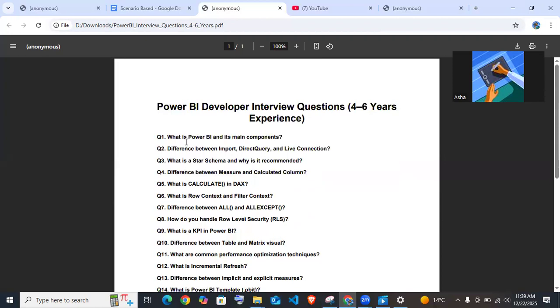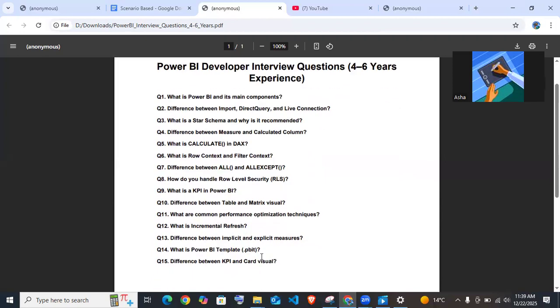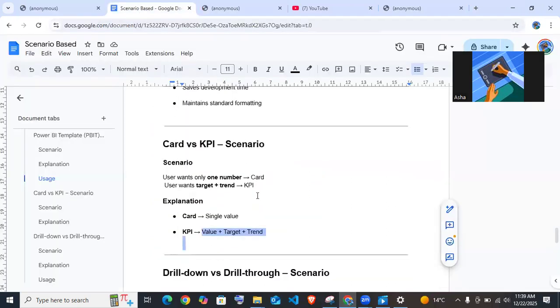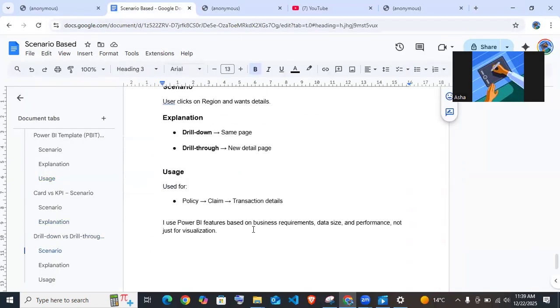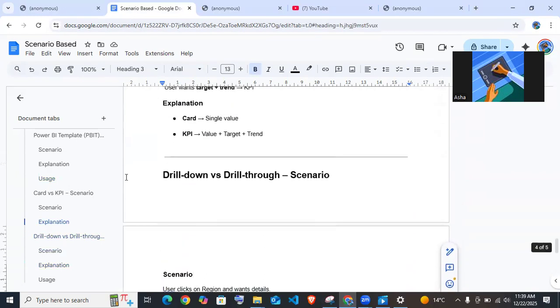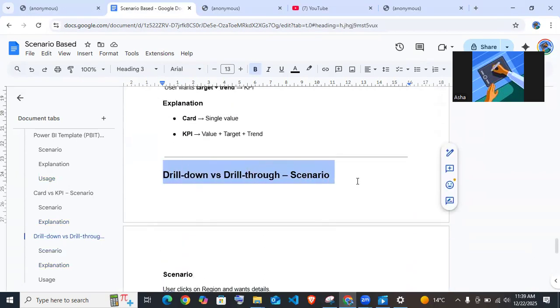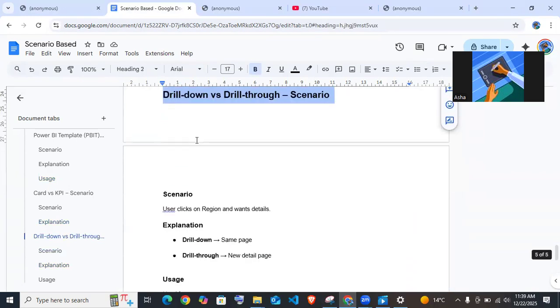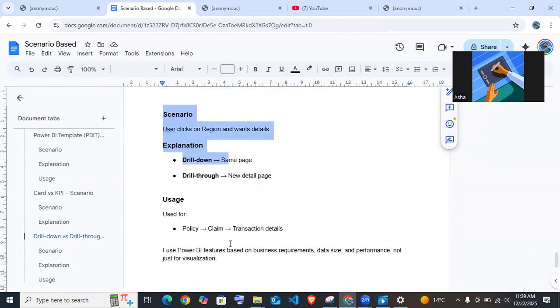So you can go through these questions, and I will attach the scenario-based PDF that I have shared with you. For example, I haven't covered drill down and drill through scenarios also. So I have this explanation in the document with examples. So you can go through it.